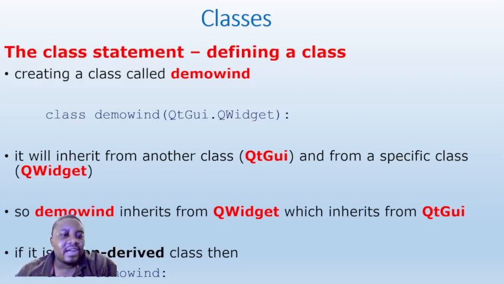If it is a non-derived class, then when you write it, you can just say class DemoWin.